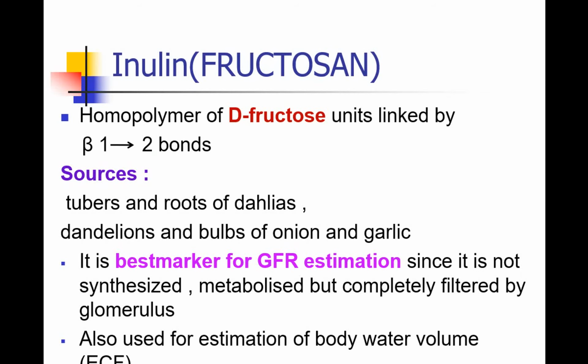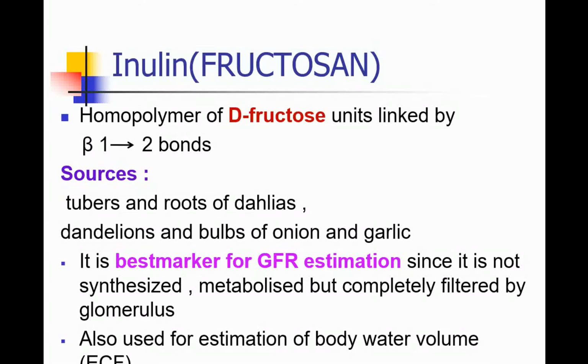Sources of inulin are the tubers and roots of the dahlia plant and dandelions, and the bulbs of onion and garlic. Onion and garlic are also mainly made up of inulin, which means they consist of repeating units of fructose.